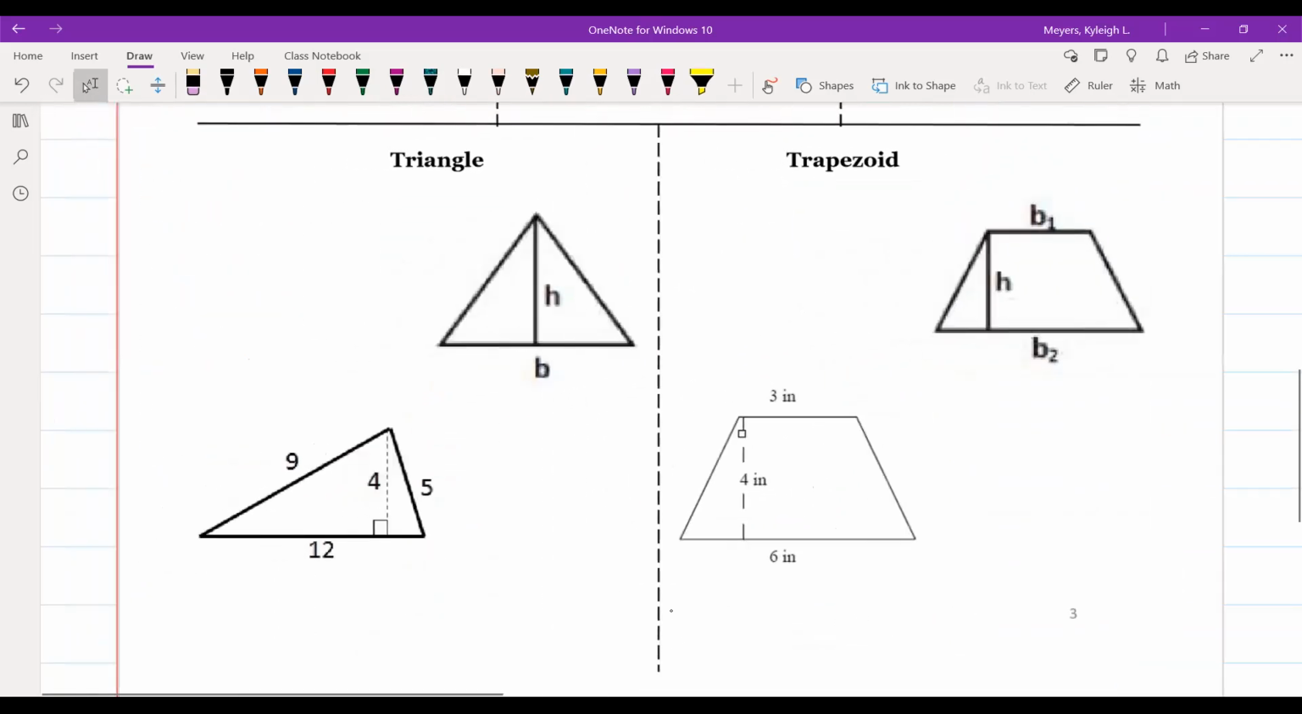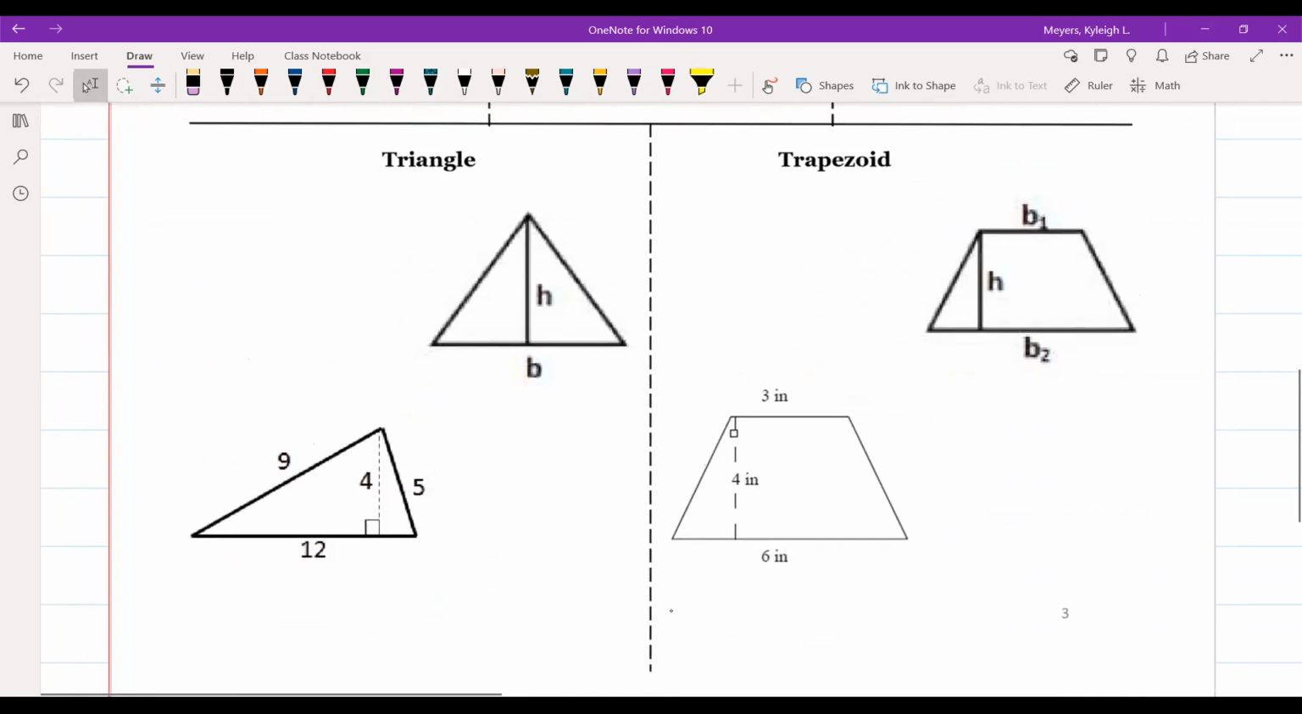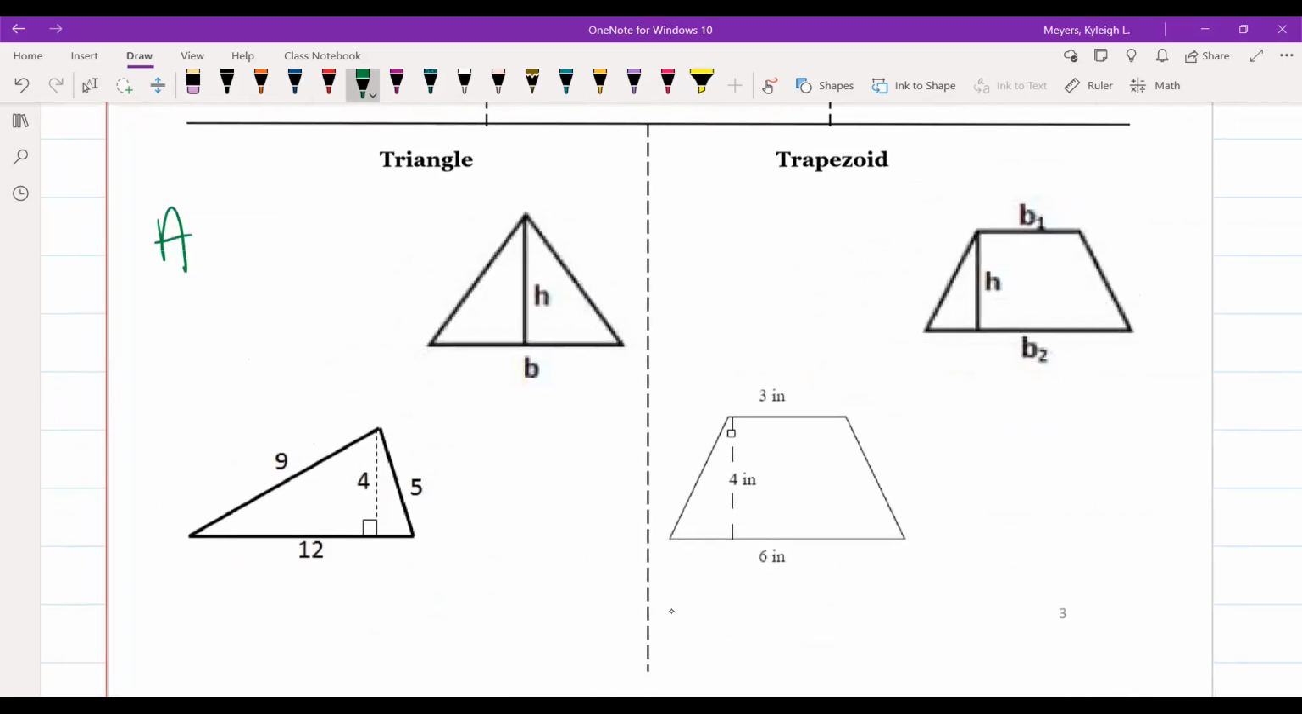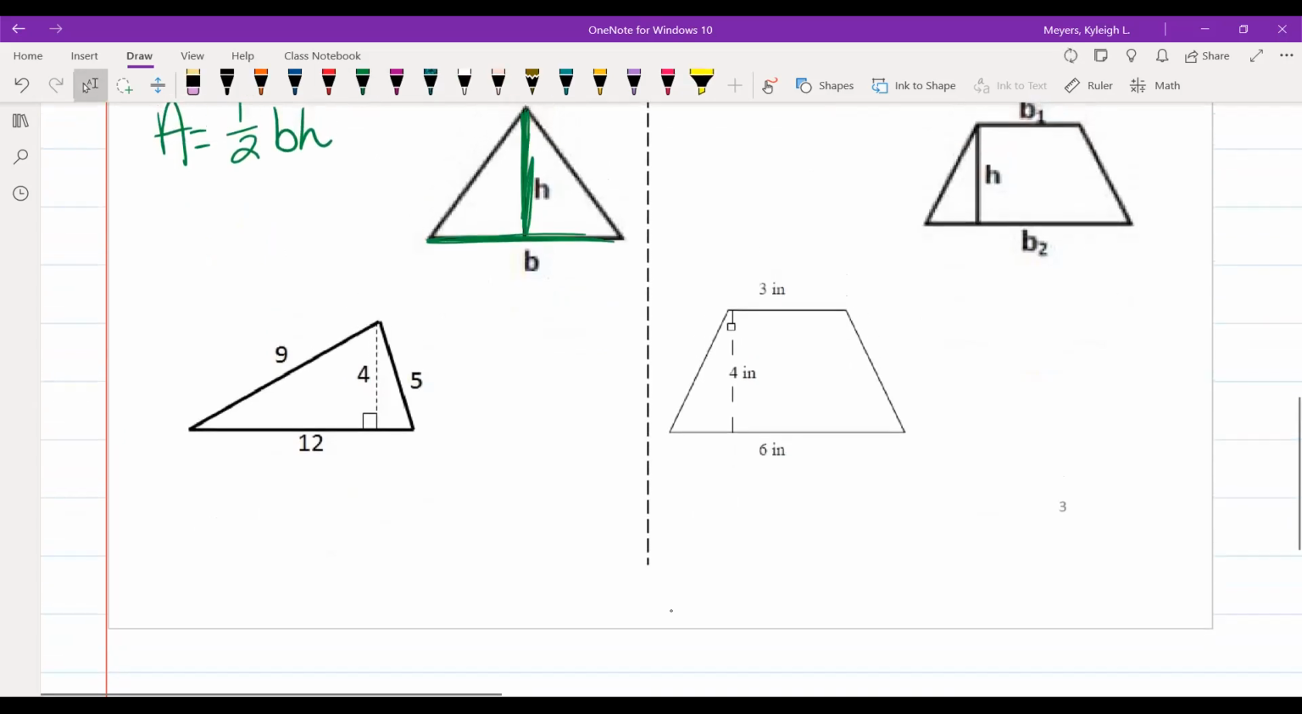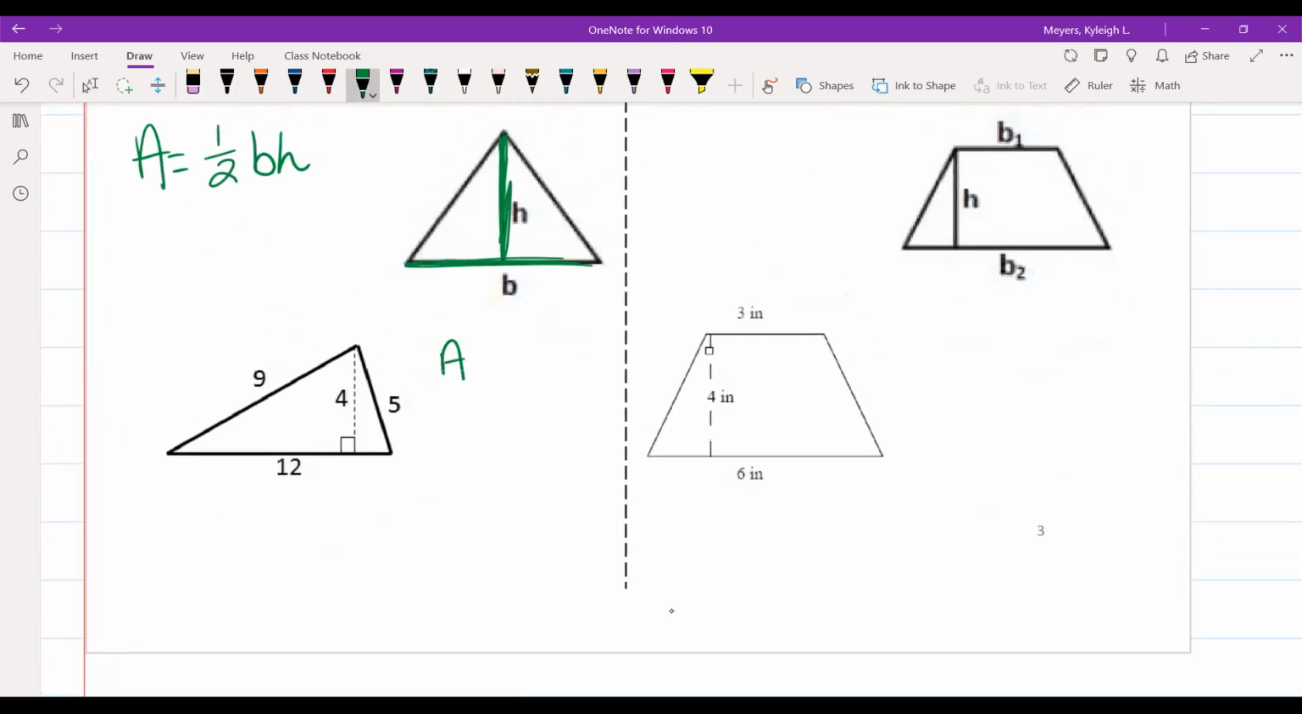to triangles. Okay, so the formula for a triangle is area equals 1/2 of your base times your height. Just like the parallelogram, our base is that bottom piece and the height is from the top of the point to the base. Okay, so it's not my sides. So let's first start by writing our formula. Area equals 1/2 base times height.